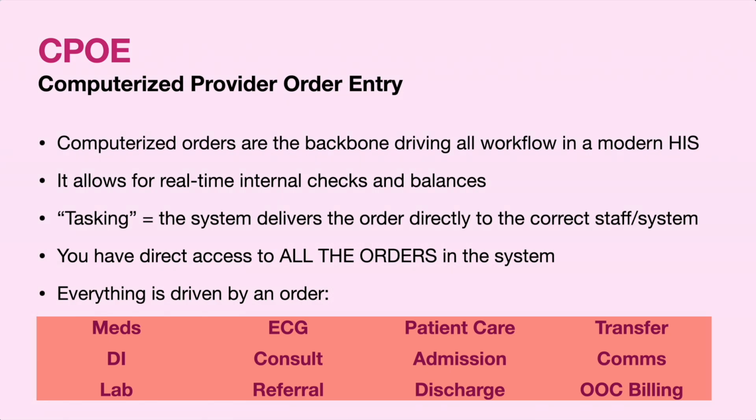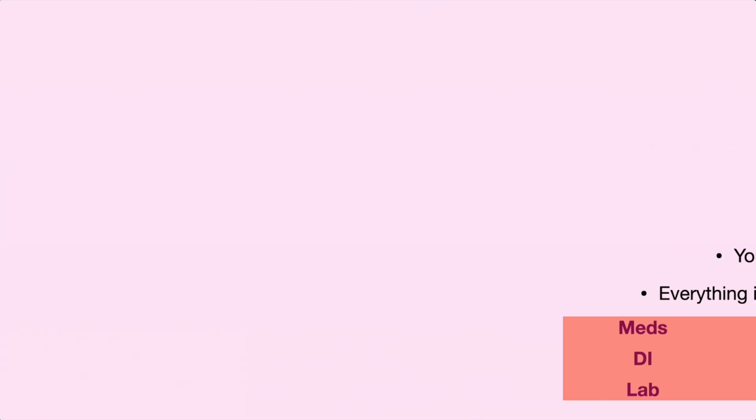Medications, lab investigations, diagnostic imaging, ECGs, consults, referrals, things that have to do with patient care from putting in Foleys and giving crutches and wound dressing or bladder scans, admissions, discharges, transfers between sites, communication between different departments and different personnel, including things like your out-of-country billing. They're all in order that you have to enter into the system so that actions will follow.